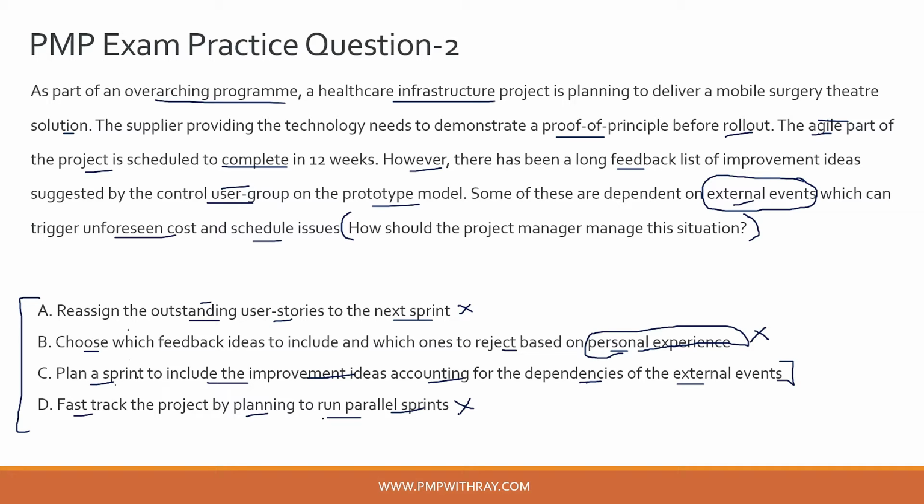So the correct answer to this question is option C, which is to plan a sprint to include the improvement ideas and at the same time account for the dependencies of the external events as mentioned in the scenario.